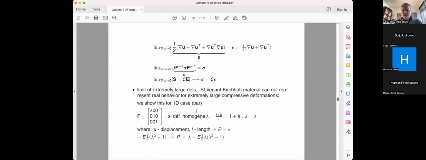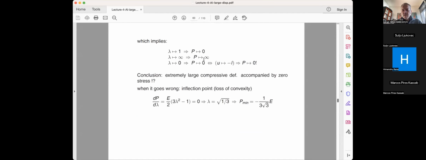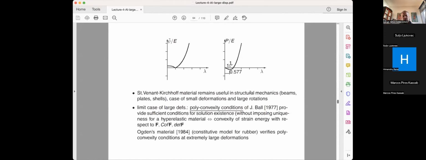So this is what I said here. It's stated here when lambda goes to 1, p goes to 0, it's fine. Lambda goes to infinity, p goes to infinity, it's fine. But when lambda goes to 0, and that means u goes to minus L, you completely squeeze the bar. It turns out that you need p to be equal to 0. And so you can obtain this minimum value of the stress that you can go below that, which is equal to minus 1 over 3 times square root of 3 times e. And this is about it.